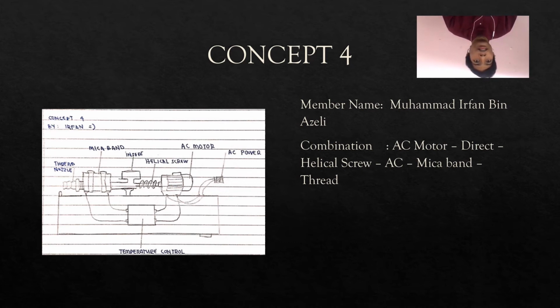As you know, first we will insert the material into the hopper, and it will move by the helical screw, and we turn on the AC power. After that, we control the temperature to heat the material in the mica band, and it will become a molten material and go out through the nozzle thread.